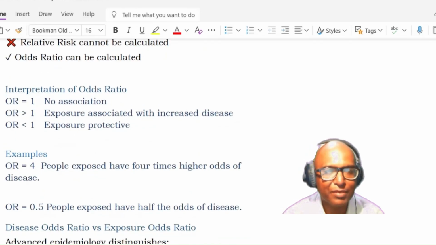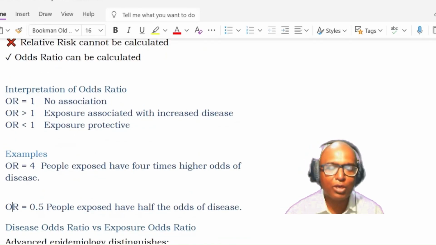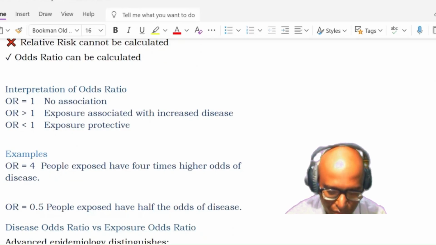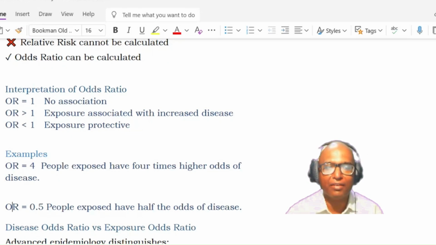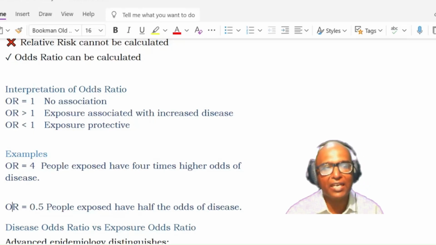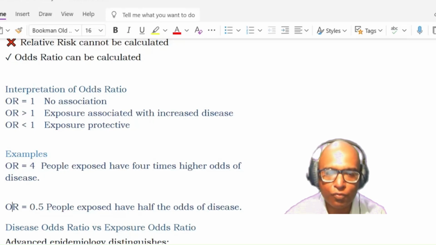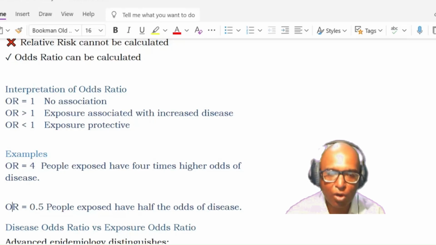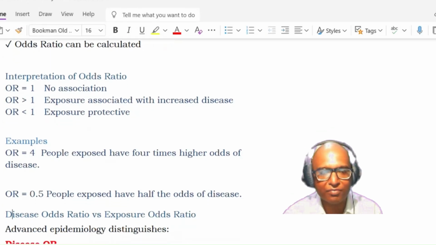Okay, so how do we interpret the odds ratio? An odds ratio equal to 1 means no association, because the exposed as well as the non-exposed group have the same frequency. Odds ratio more than 1 means exposure is associated with increased disease. Odds ratio less than 1 means exposure is protective. What is the meaning of an odds ratio of 4? It means people exposed have 4 times higher odds of the disease. What is the meaning of an odds ratio of 0.5? That means people exposed have half the odds of the disease.